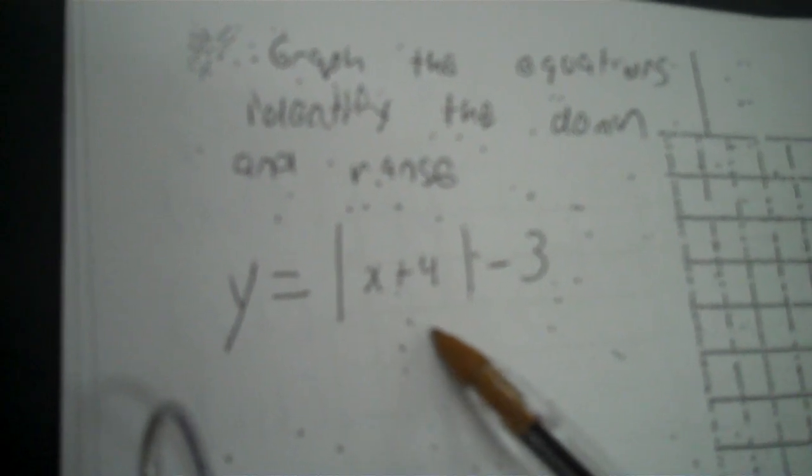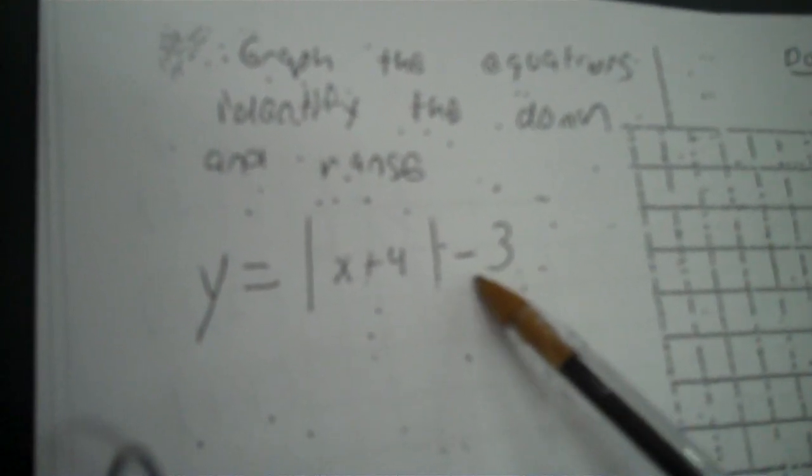But unfortunately, they start throwing some numbers into the equation. So we have y equals the absolute value of x plus 4. Then after the absolute value, we have a subtraction operation of 3. Now, graph the equation, identify the domain and range. I will talk about the domain and range after I get my function graphed. Okay, it's not going to be hard.